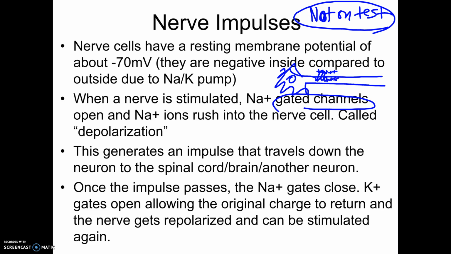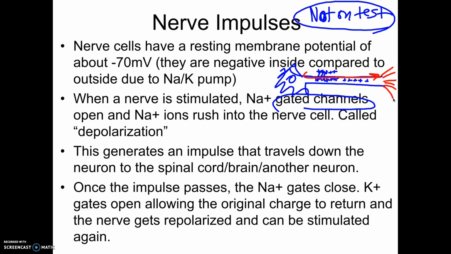That triggers the channels next to it to open, which triggers the channels next to that to open, and the whole thing basically travels down the neuron to the end, where neurotransmitters will take the message to either another neuron, to the spinal cord, to the brain, wherever that neuron might travel. But the bottom line is, these gated channels open, that makes the inside positive, and then the channels close. Sort of like if I open this door to my classroom, it doesn't stay open.